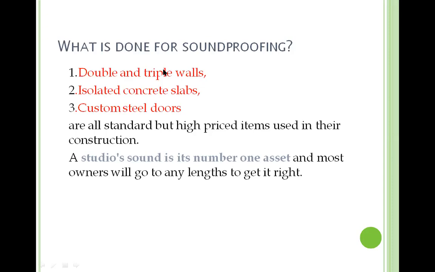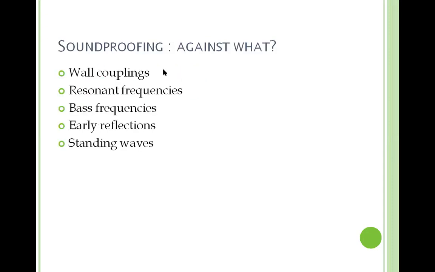A studio's sound is its number one asset and most owners will go any length to get it. If we have to consider the asset of a studio, its important parameter, what is it? Sound. That should be maintained. And to maintain that, the studio owners can invest to any extent to provide good quality sound. Against what do we have to provide this soundproofing? These are the things that may create mixing of sound, that may disturb the original sound.